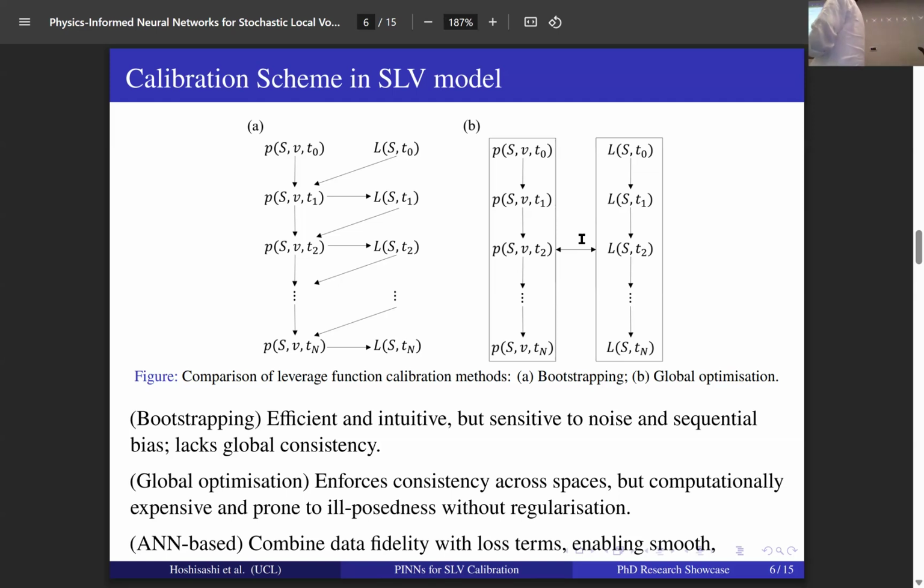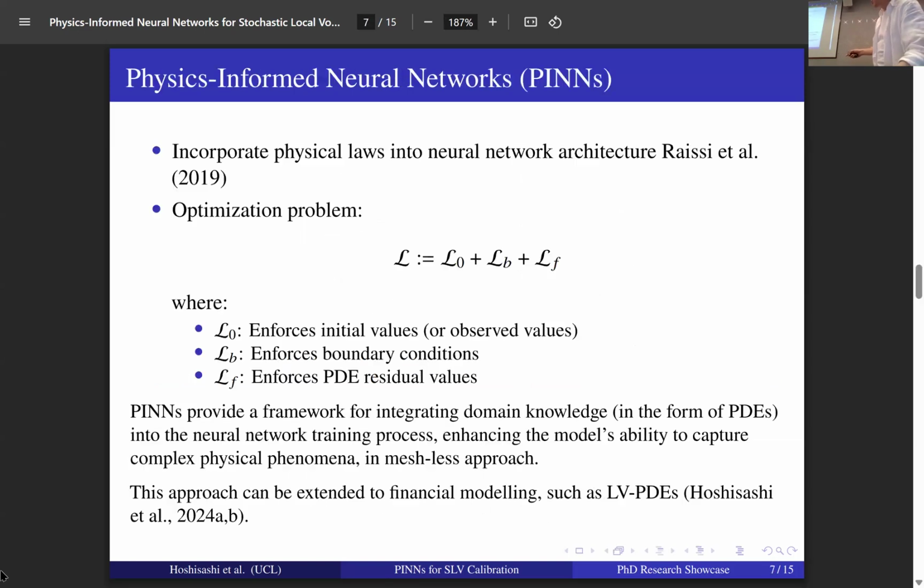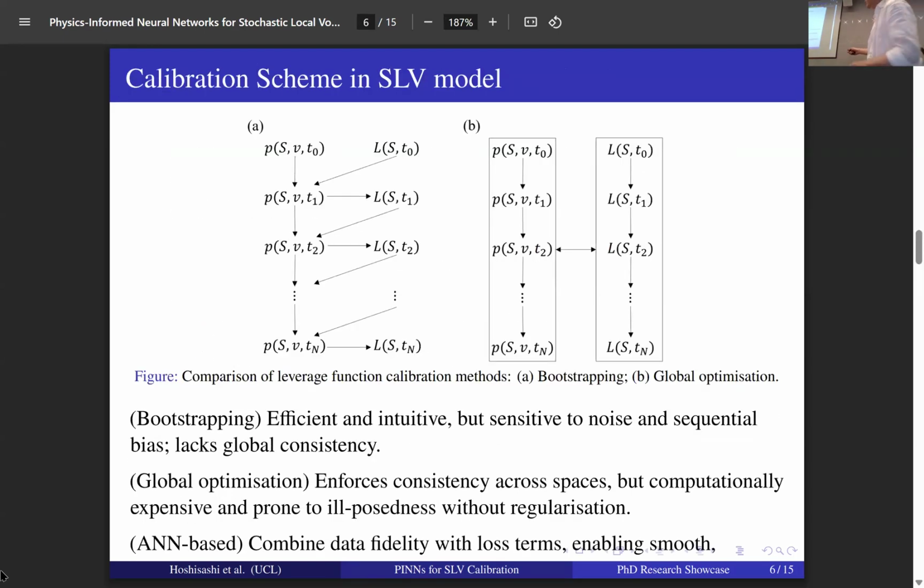It needs a kind of global consistency over the time period, but it's fair to think about such things. On the other hand, we can think about the global optimization approach. So we can assume that we can get the probability function at any time point t, and then we can also convert it to the leverage function at any time point t.